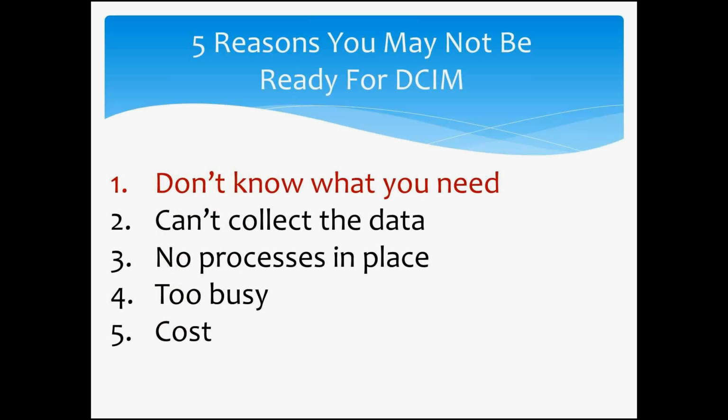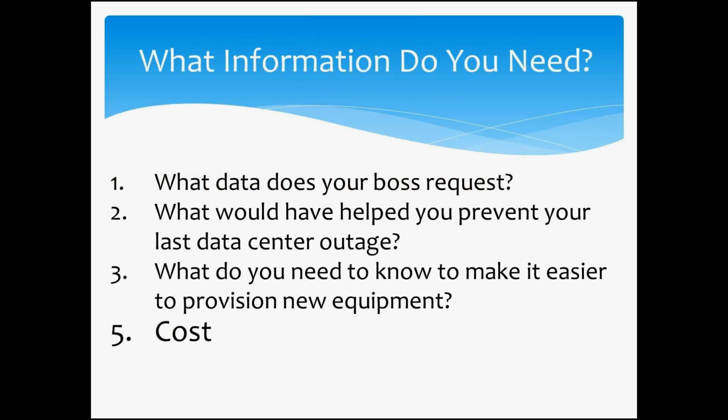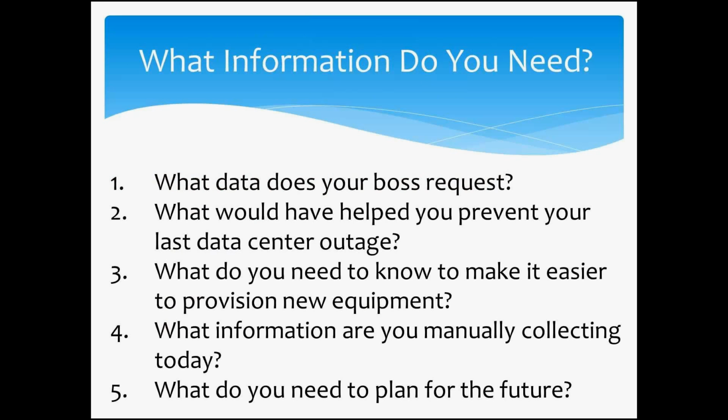First of all, you don't know what you need. Right? Let's talk about that. I think you do know what information you need. What data does your boss request on a regular basis? You have monthly reports. Look at your last outage. What would have helped you prevent that outage? Maybe knowing power usage, maybe some alerts that said we were running out of power, temperature readings, those kinds of things.